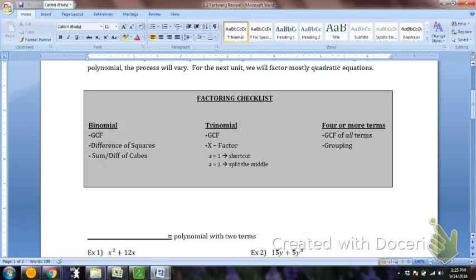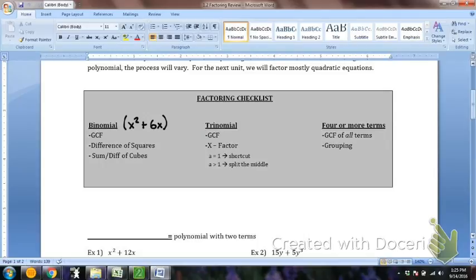Someone remind me what a binomial is. Bi means how many? Two. So this is a binomial. It's a polynomial with two terms. Okay, so a binomial might look like this. If you have x squared plus 6x, that would be a binomial. Okay? The first thing to do with a binomial is to always find the GCF. GCF means greatest common factor. Good. Difference of squares, which you already have learned.